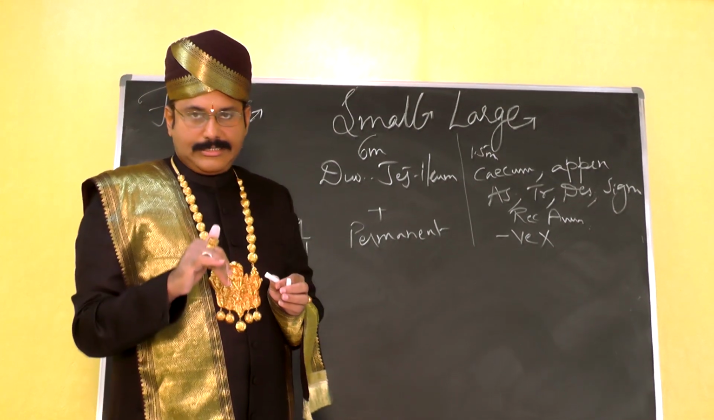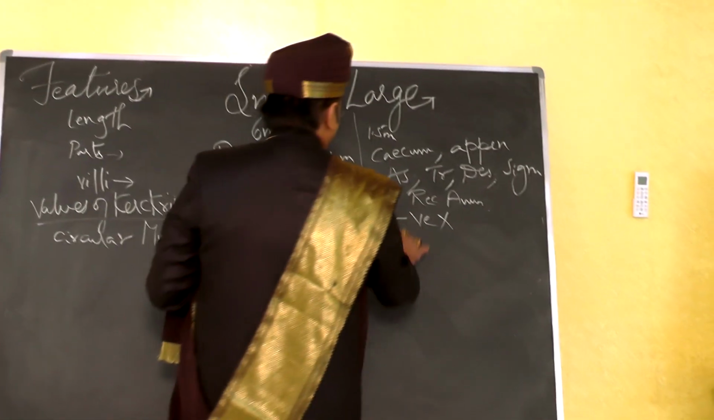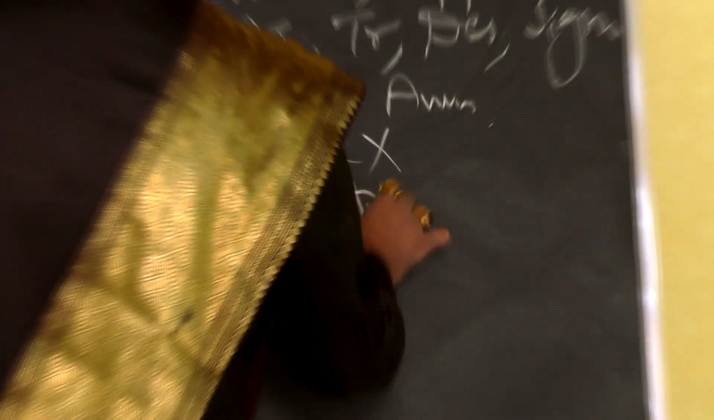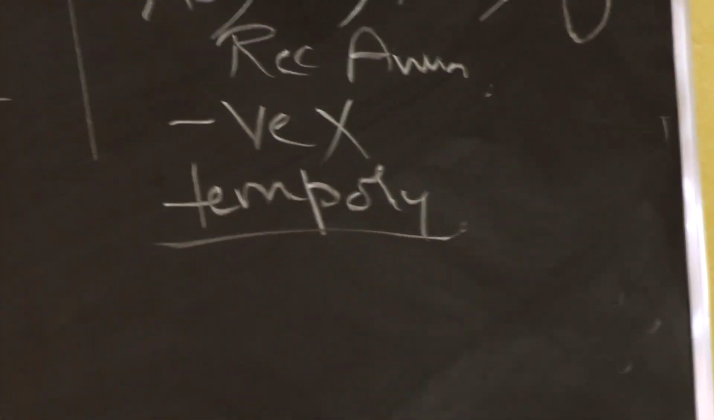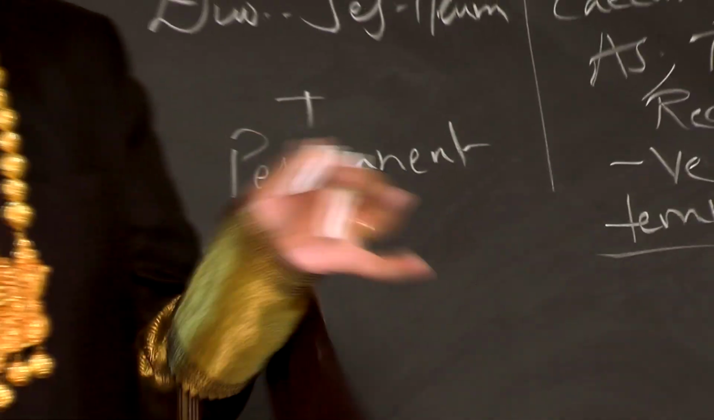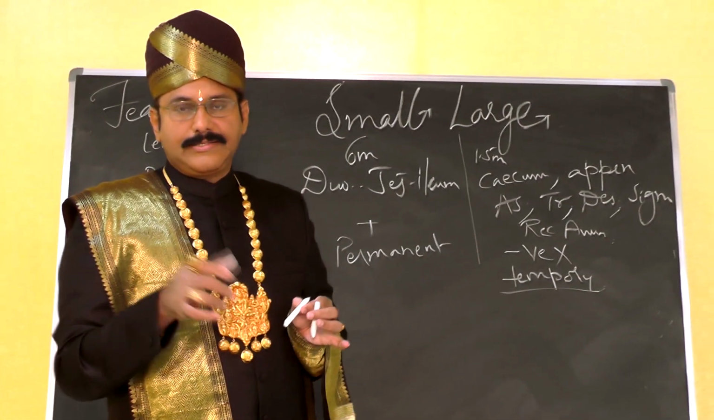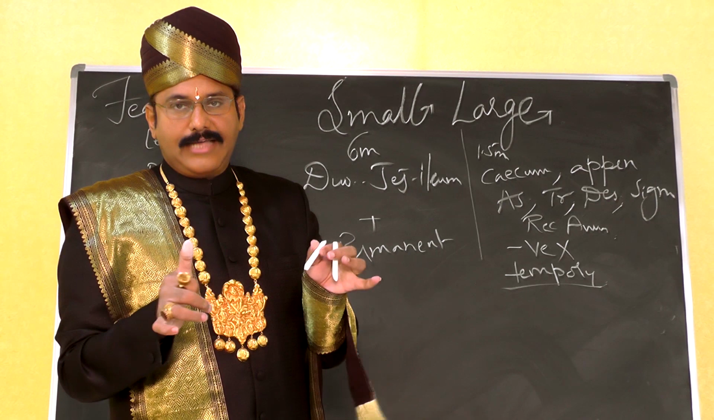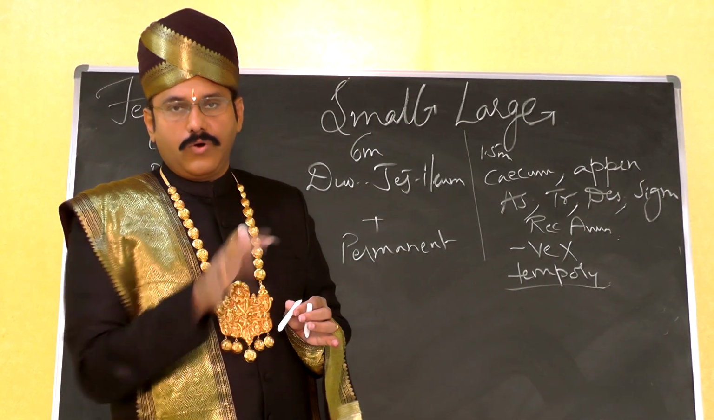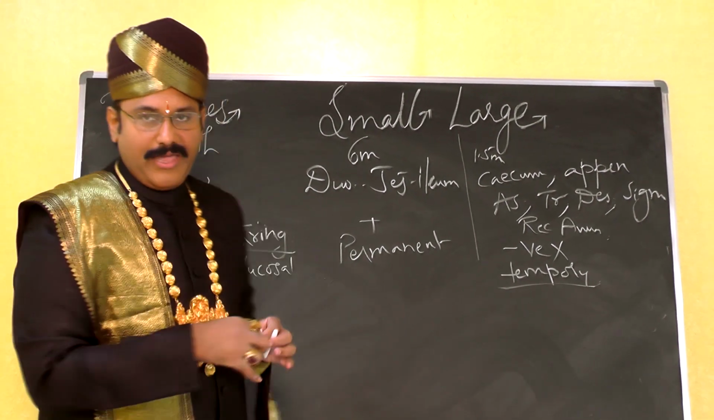In the large intestine, you have some temporary mucosal folds, but once the longitudinal muscle is relaxing, this circular mucosal coat in the large intestine will disappear.